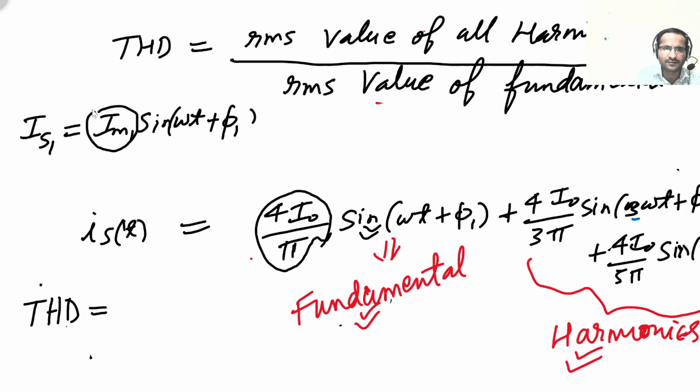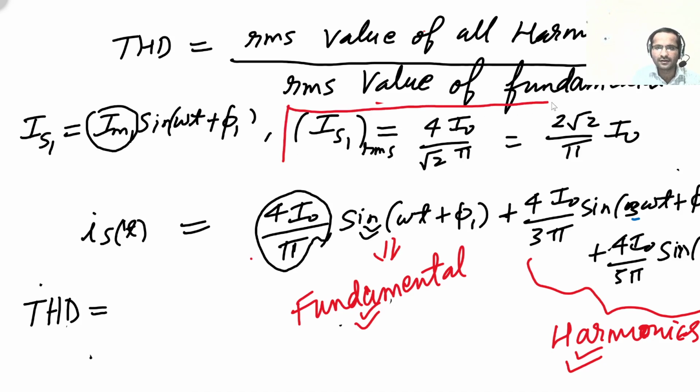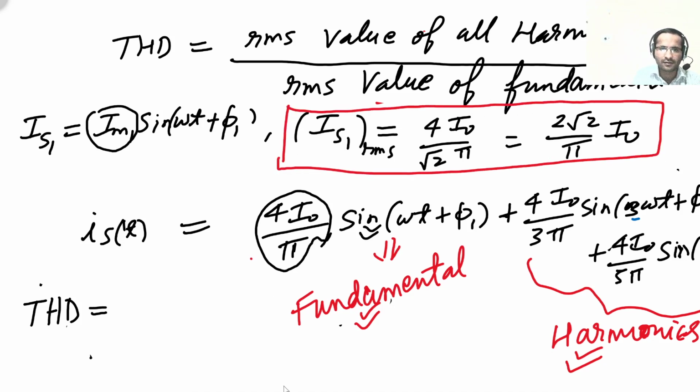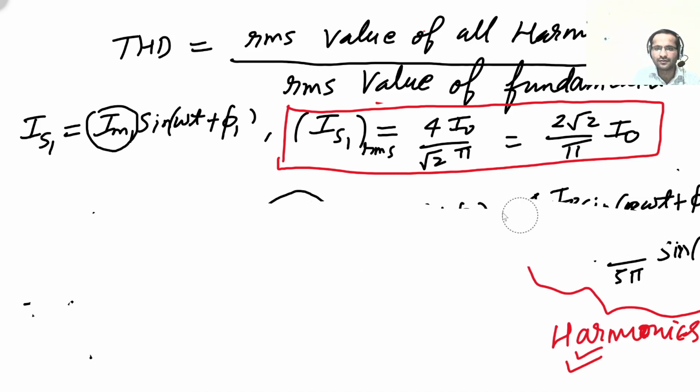So this is the maximum magnitude. How do we find the RMS of a sinusoidal wave if we know the maximum? So IS1 RMS is the maximum, which is 4 I naught by pi, multiplied by 1 over root 2. So you will get 2 root 2 by pi I naught. This is the source current, the fundamental current RMS value, right?